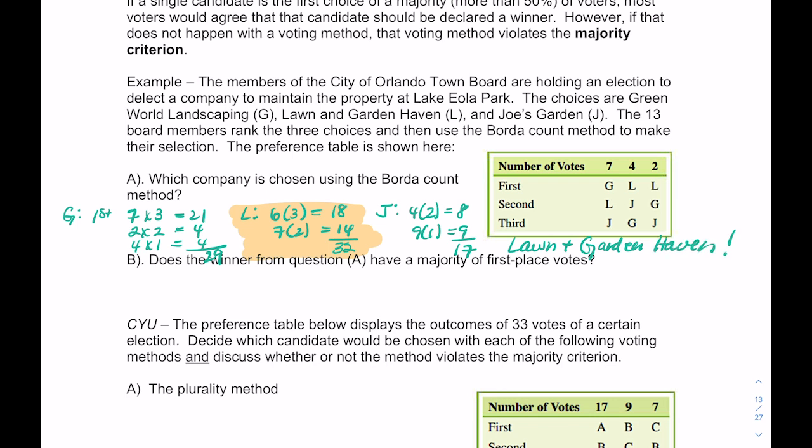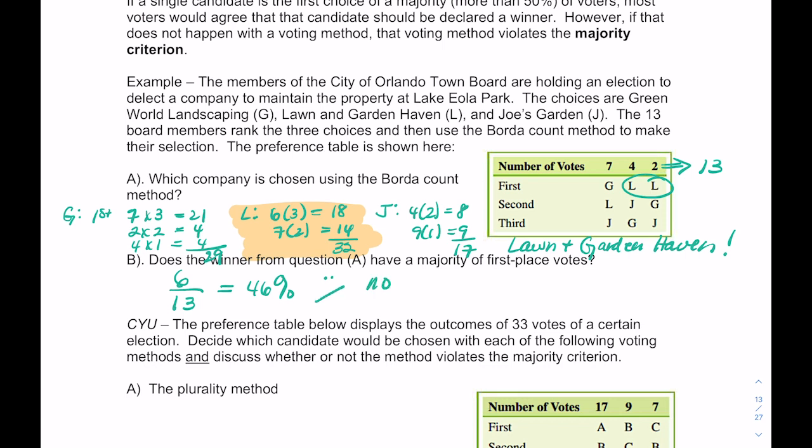Okay, so they win. Now, does that winner have a majority of the first place votes? Lawn and Garden, as we can see, have 4 plus 2, or 6 out of how many total votes? If we add up the top row, we get 13. It also tells us in the problem that there are 13 board members, so the votes should add up to 13. And 6 divided by 13 does not give us more than 50%. In fact, 6 divided by 13 is about 46%. So unfortunately, no.